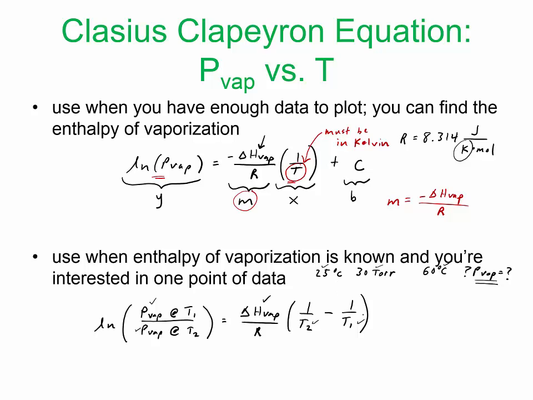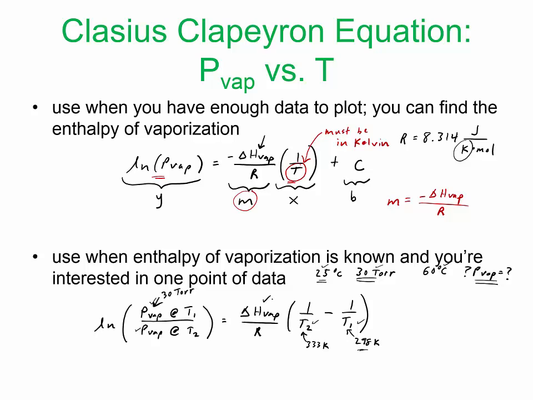It actually doesn't matter where you plug T1 and T2 in, just as long as you keep the vapor pressures consistent as well. So T1, for example, would be 25. Again, this has to be in Kelvin, so that would be 298 Kelvin. T2 would be 60, which is 333 Kelvin. And then the vapor pressure has to match. Where we plugged in 25, that has to match this number right here, so we would plug in 30 torr right here.